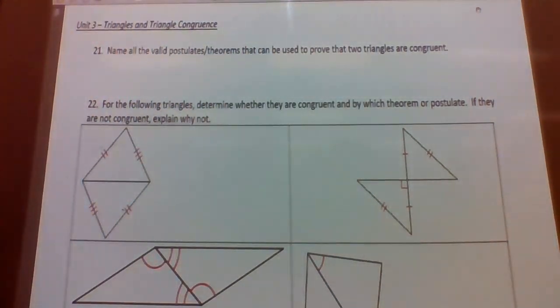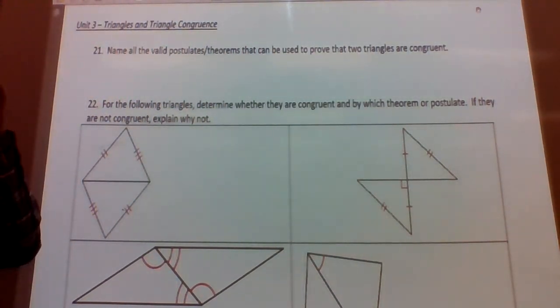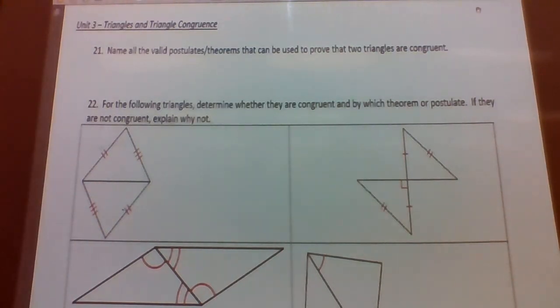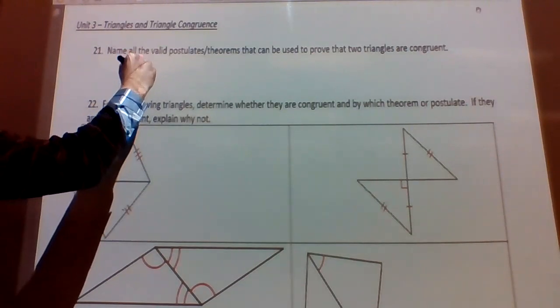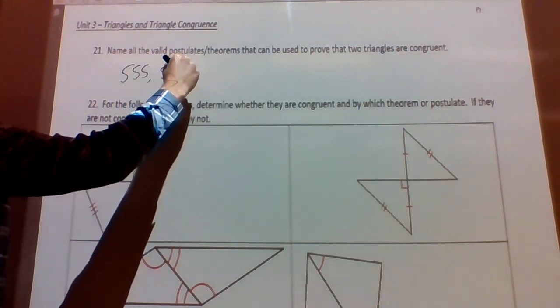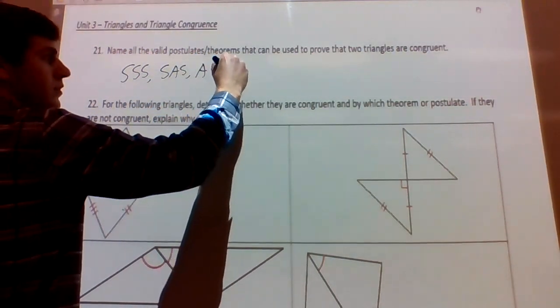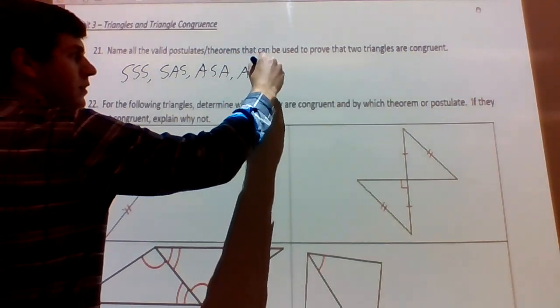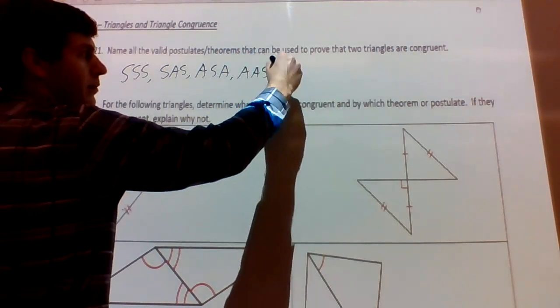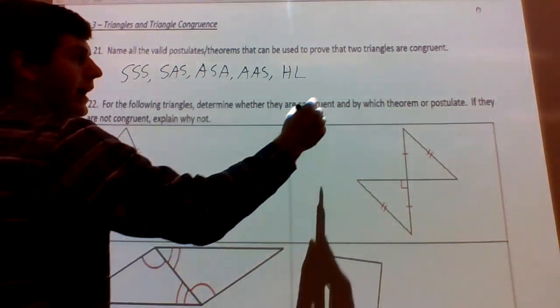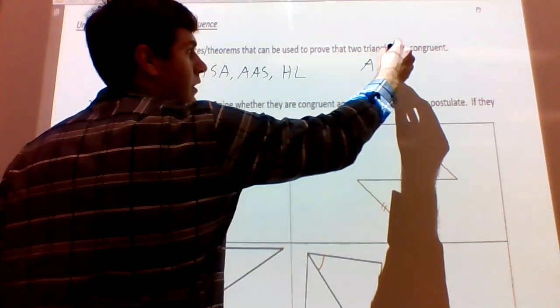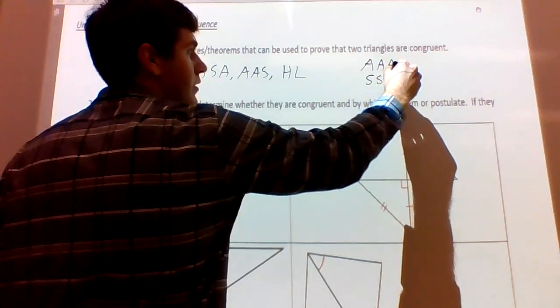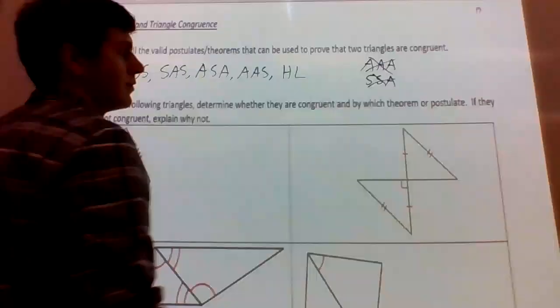Okay, this is the third part of the review guide that we got before break, the Unit 3 section. So the first question is asking us to name all the valid postulates and theorems that can be used to prove that two triangles are congruent. So we have side, side, side; side, angle, side; angle, side, angle; angle, angle, side; and hypotenuse leg. We do not have angle, angle, angle, and side, side, angle. These are the two we do not have.